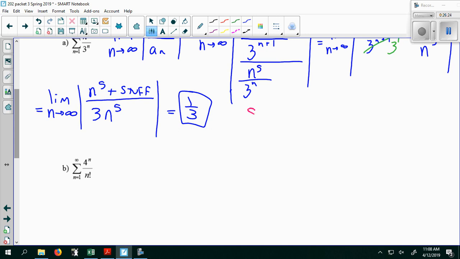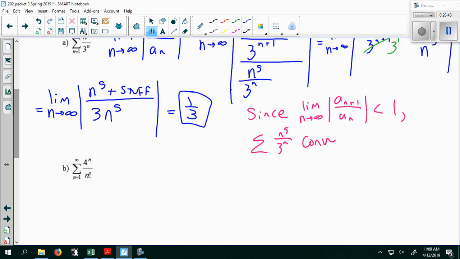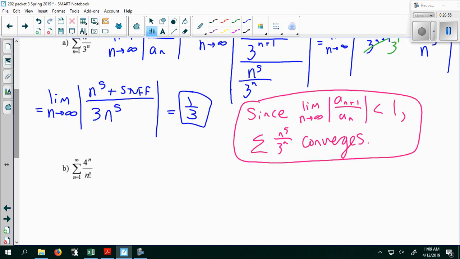So I should write, since the limit as n goes to infinity of a sub n plus 1 over a sub n is less than 1, the sum, what was my sum? N to the fifth over 3 to the n converges. So our intuition was right that this thing would converge. It just took us a while to prove it. We had to find a test that would give us that result.